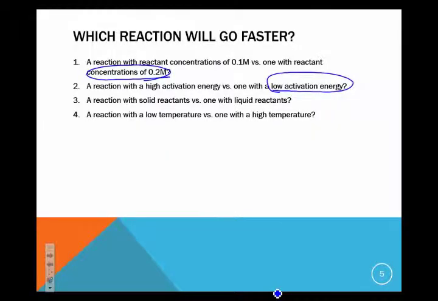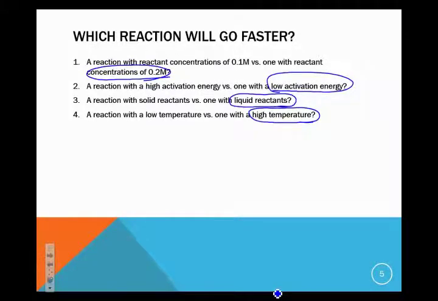A reaction with solid reactants versus one with liquid reactants: we know that liquids have better contact, better surface area, better ability to mix with one another and to have their particles come into contact and collide, so that will go faster. And then a reaction with a low temperature, so molecules are moving kind of slow, versus one with a high temperature, where the molecules are moving super fast. Well, those super fast molecules are moving around more, which means they're more likely to run into each other.